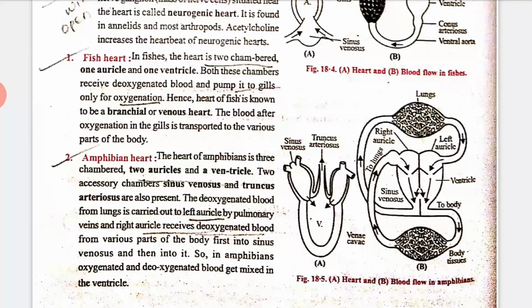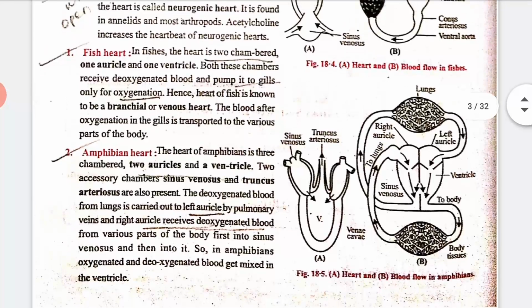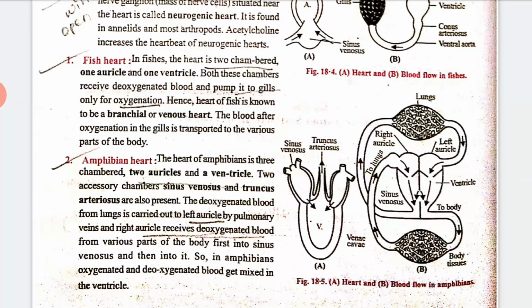Now let's talk about the fish heart. Which type of heart is present in fishes? In fishes the heart is two chambered, with one auricle and one ventricle. Both these chambers receive deoxygenated blood and pump it to the gills only for oxygenation. Hence the heart of fish is known as a branchial or venous heart, and the blood after oxygenation in the gills is transported to the various parts of the body.